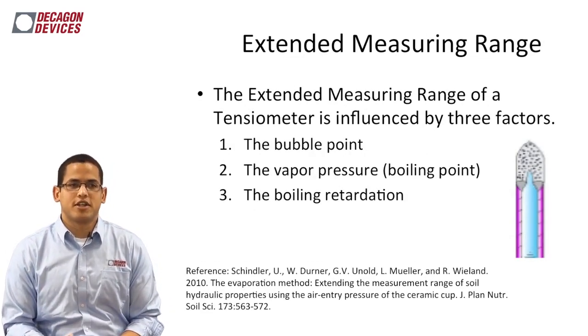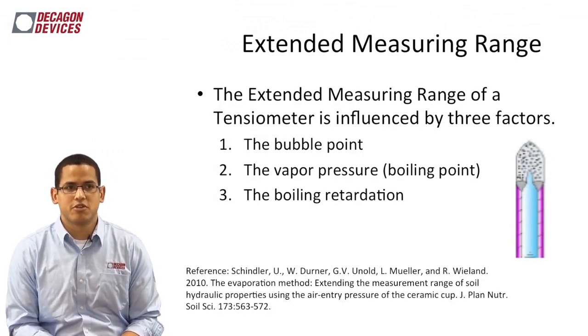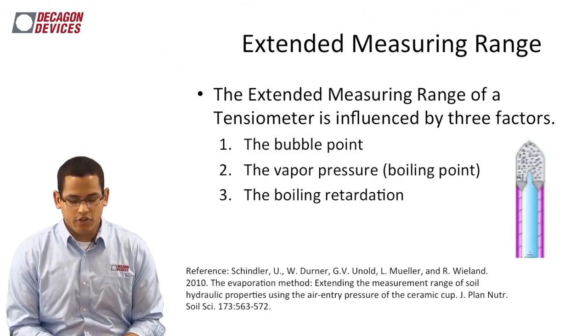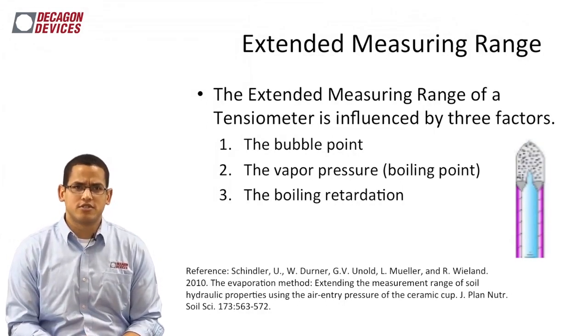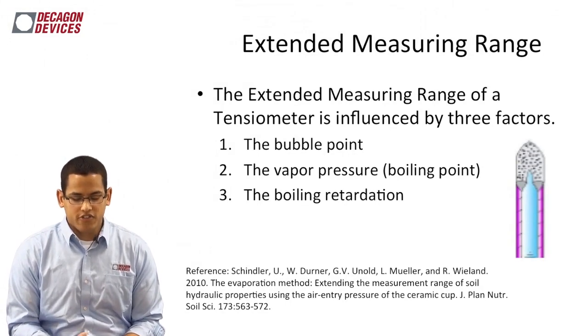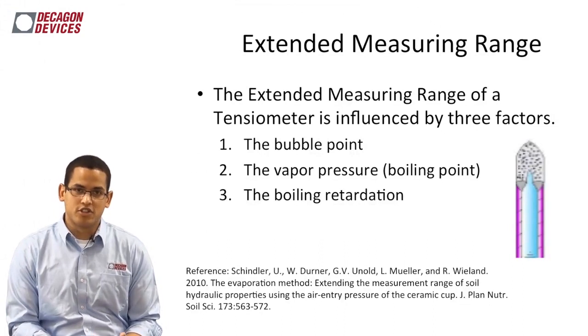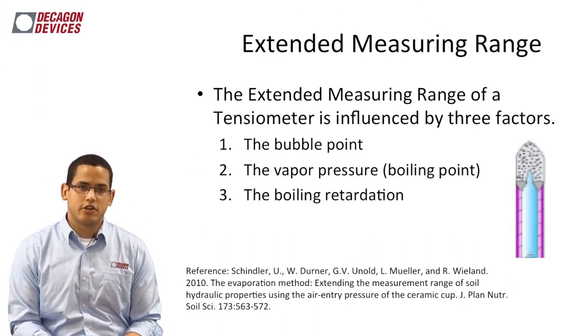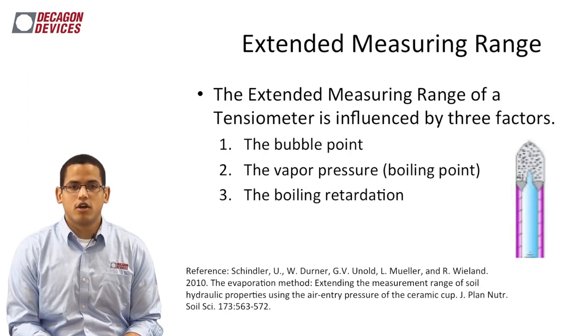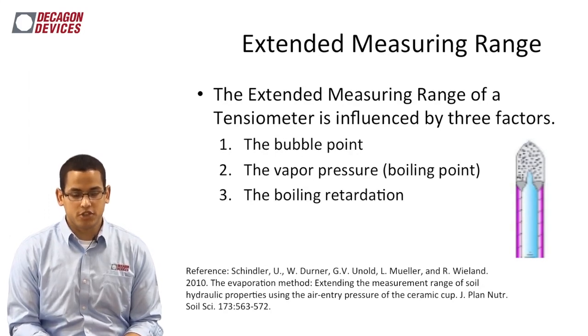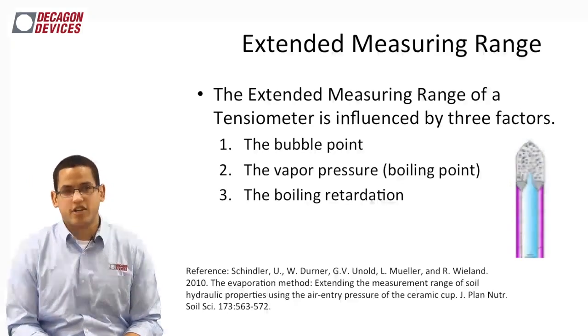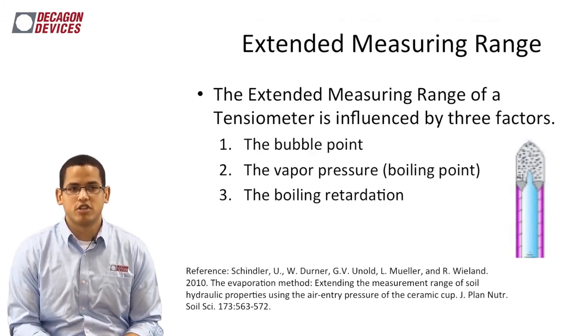So now let's go back and talk about that extended measuring range with these tensiometers that allows us to push a little bit further up. There are three factors that influence the extended measuring range of a tensiometer. The first factor is the bubble point. If your tensiometer has a low bubble point, then you're going to get air in there anyways once you reach a certain suction. But the tensiometers used on the HyProp actually have a bubble point of 8.8 bars. So that's really not a factor there. The bubble point is not going to limit what we can do with the tensiometers.